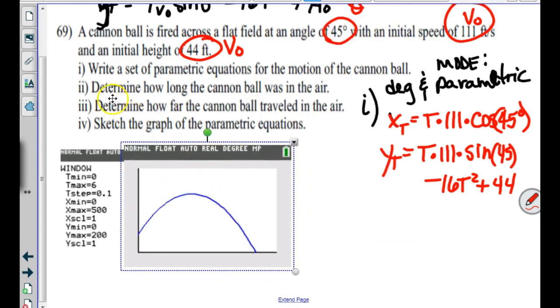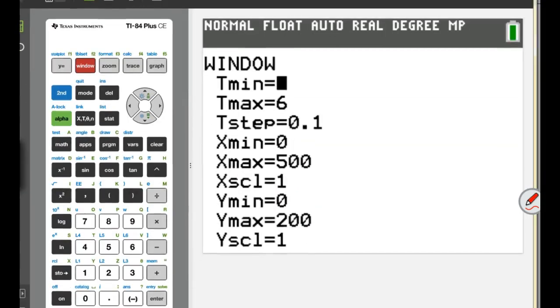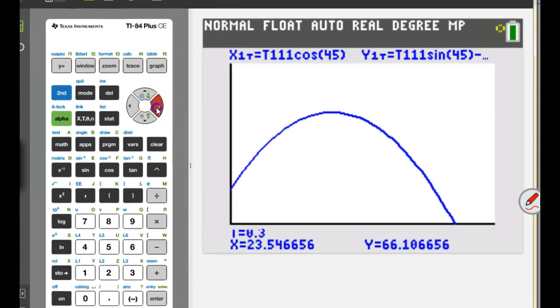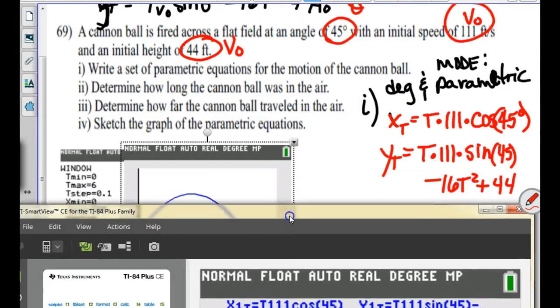All right, determine how long it was in the air. So if I go back to the graph and I trace, I want the y to get close to 0. Oh, 1 is pretty darn close to 0, so about 5.4 seconds.